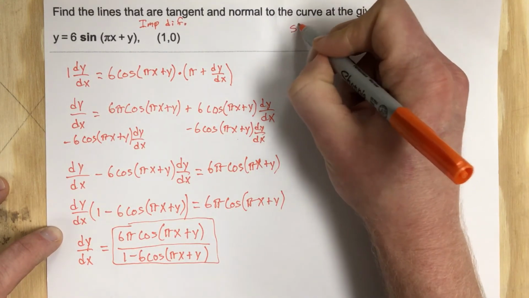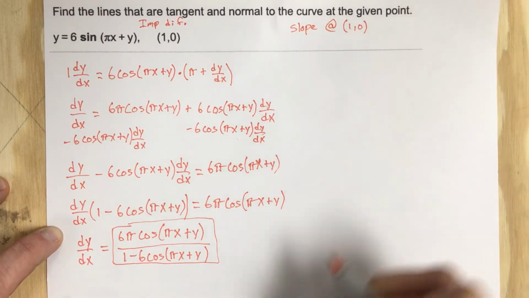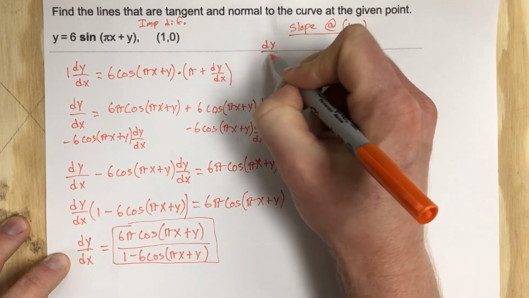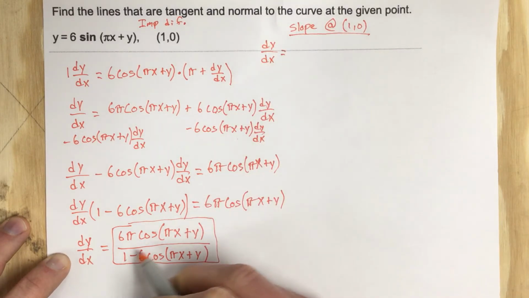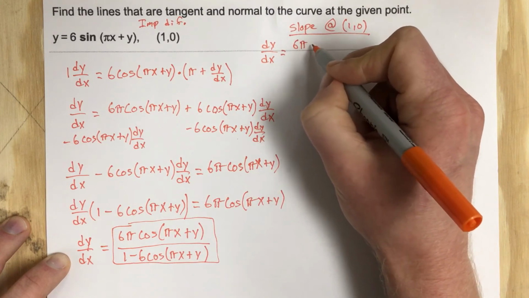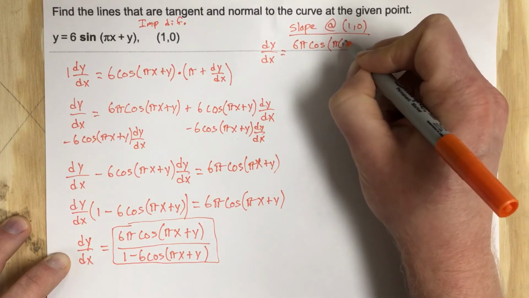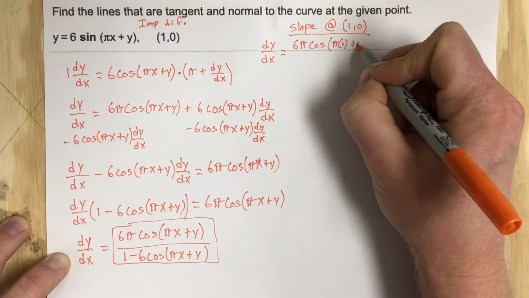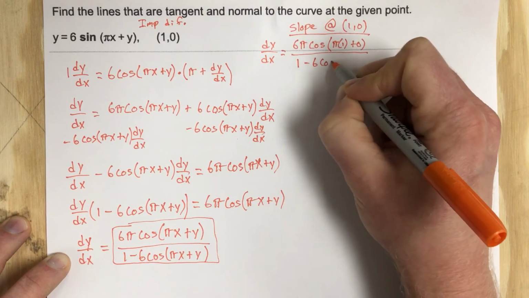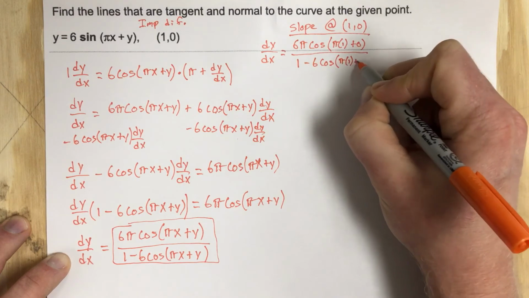So we want to say slope at 1 comma 0. So what's the slope at 1 comma 0? Well, we're going to just go ahead and use this equation. So dy over dx equals, let's plug in 1 and 0 into this equation. So we have 6 pi cosine, we'll have pi times 1 plus 0 all over, on the bottom we'll have 1 minus 6 cosine of pi times 1 plus 0.